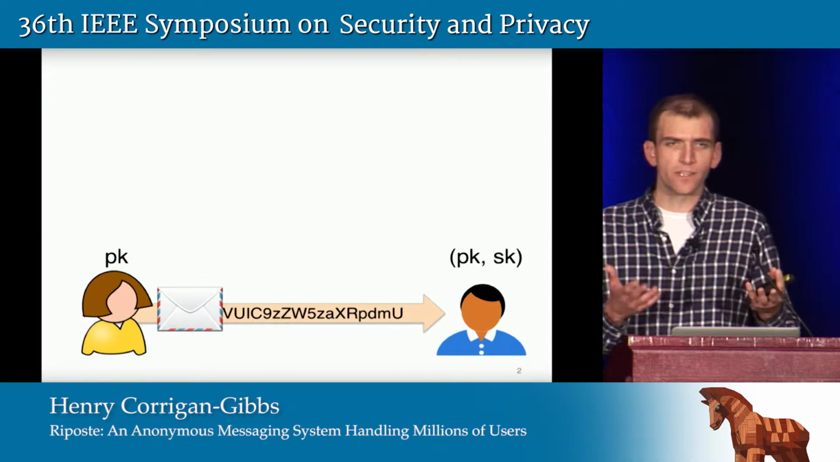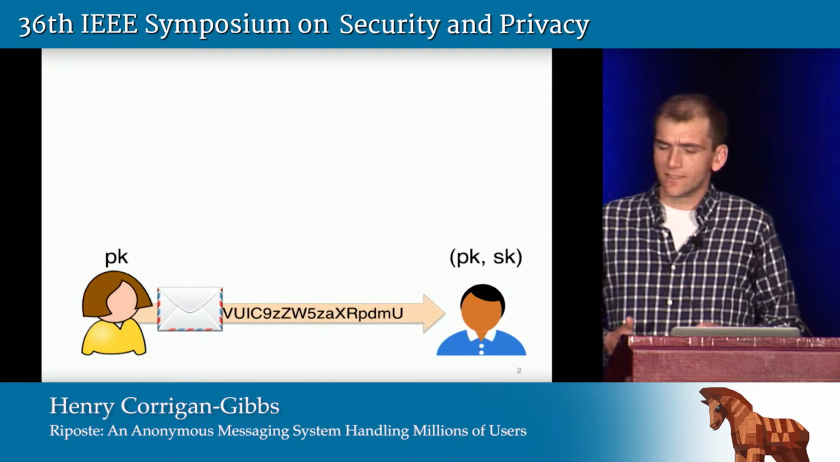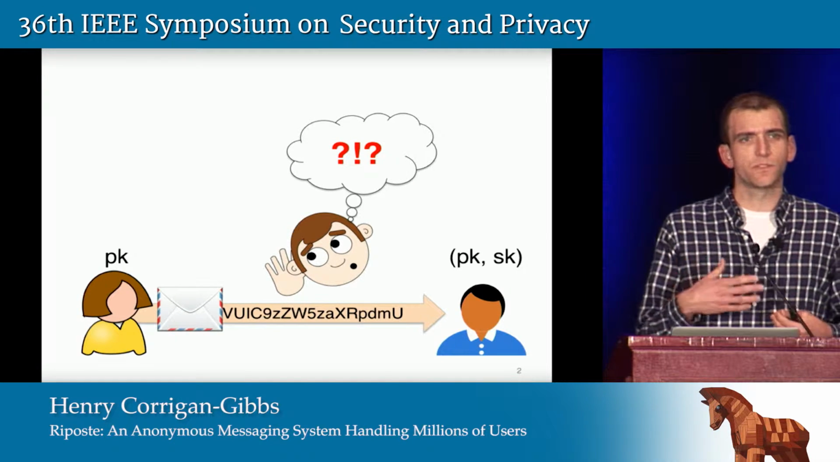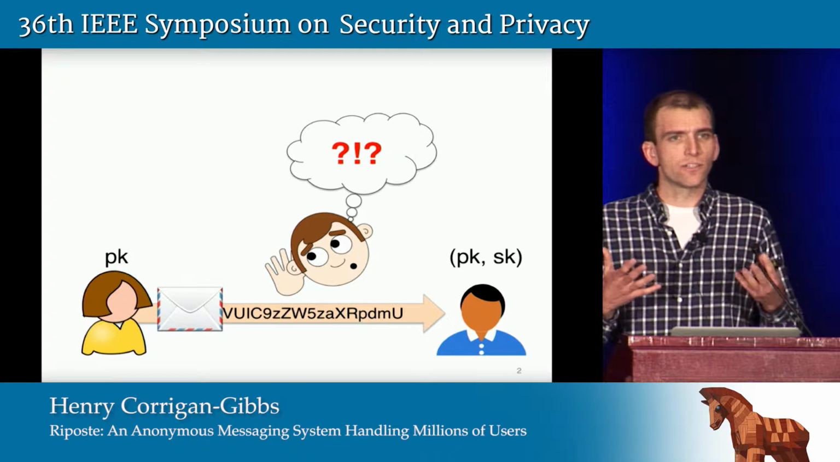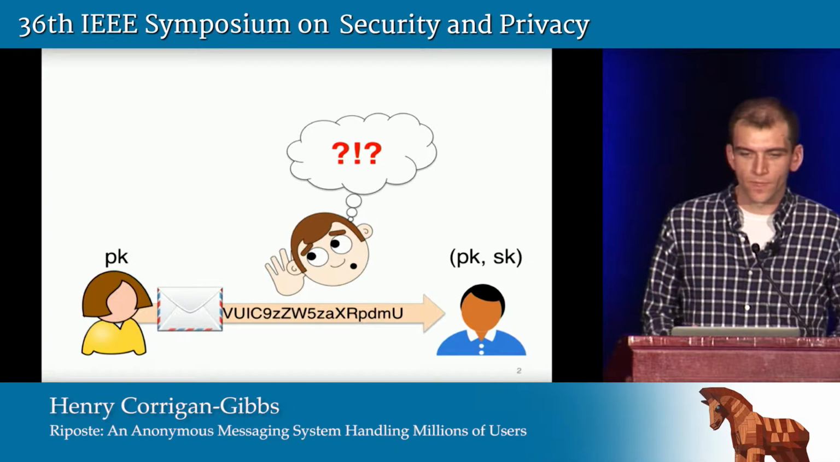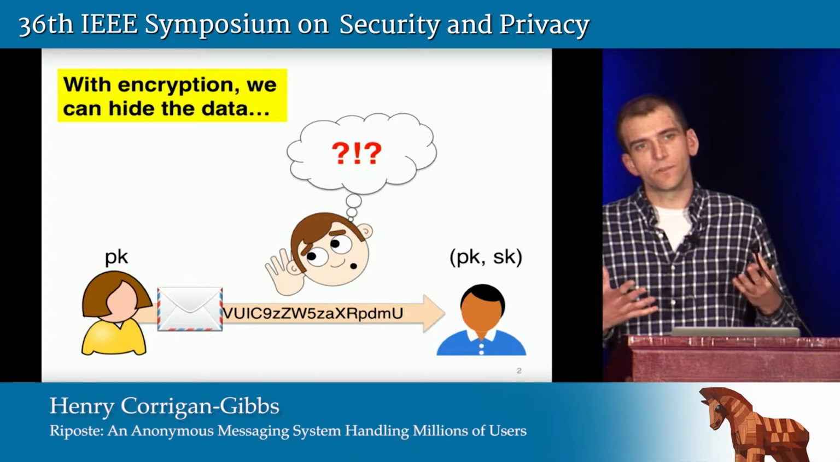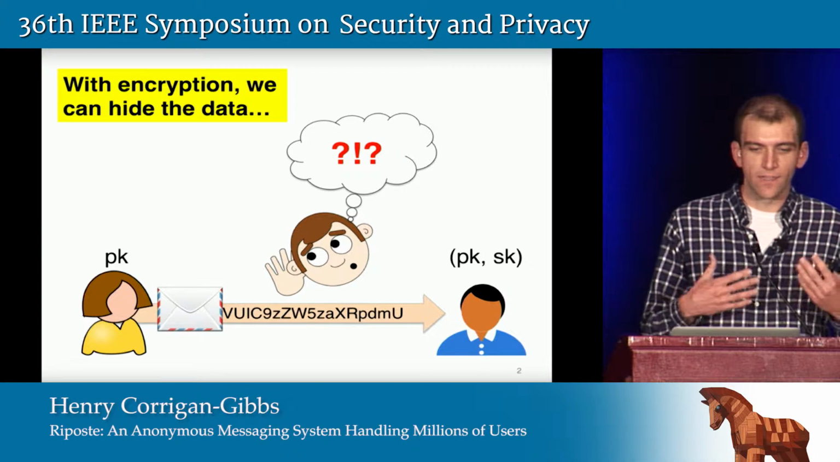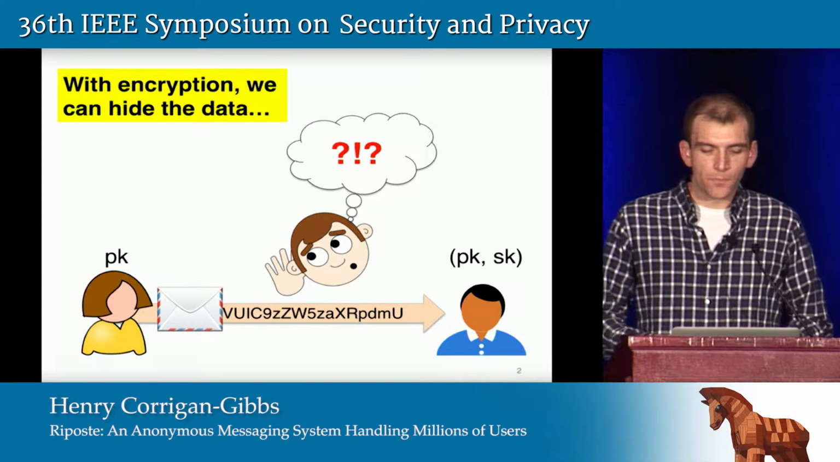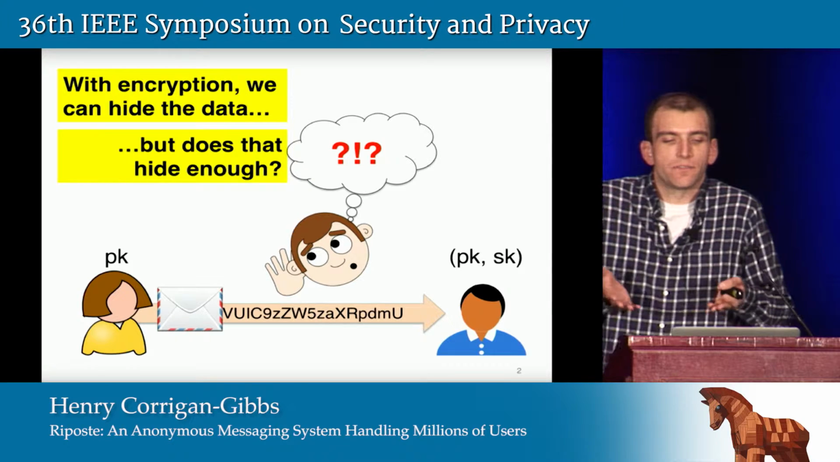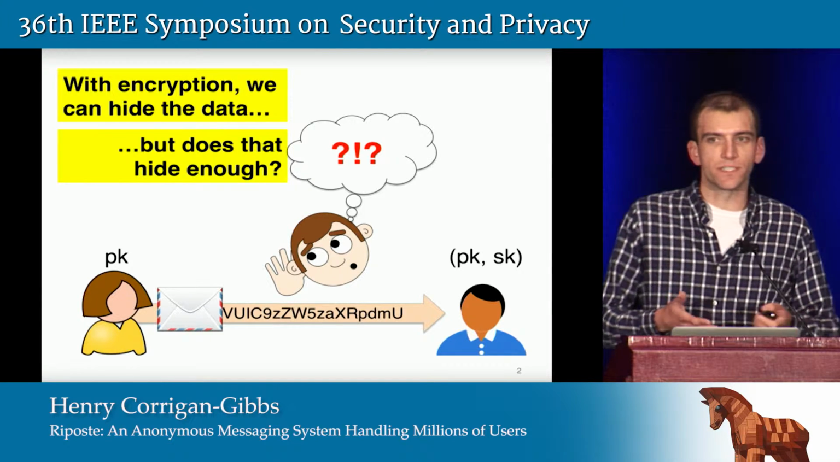And the security property that we usually demand of such a scheme is that if there's an adversary listening in on the connection between Alice and Bob, the adversary doesn't learn anything useful about what Alice is saying. So with encryption, we can actually do a very good job of hiding the data, hiding Alice's payload. But I'm going to ask the question, does that really hide enough? Does that hide everything that Alice wants to keep secret?